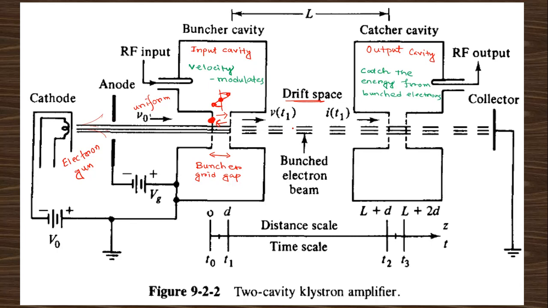After being modulated and traveling this drift space, at this point they are bunched, okay. So the electrons actually bunch here after traveling this path, that is the drift space, which is required to adjust their distance so that they make a bunch anywhere.